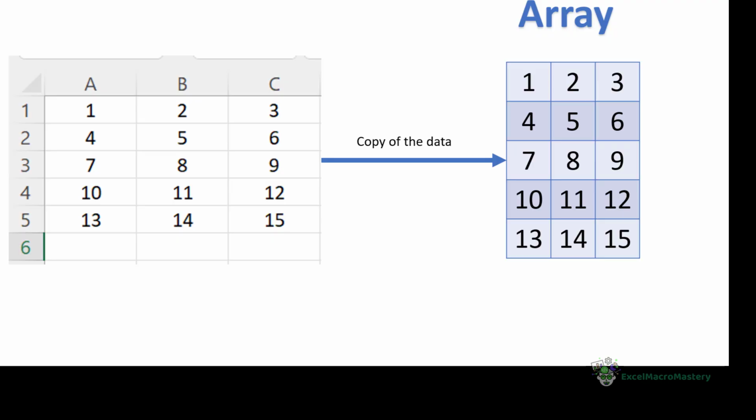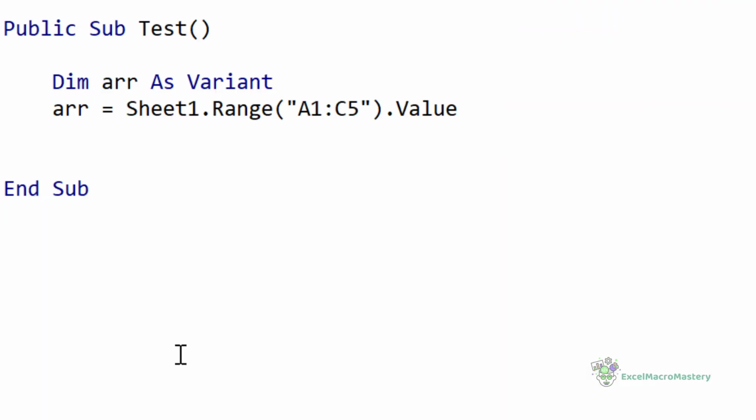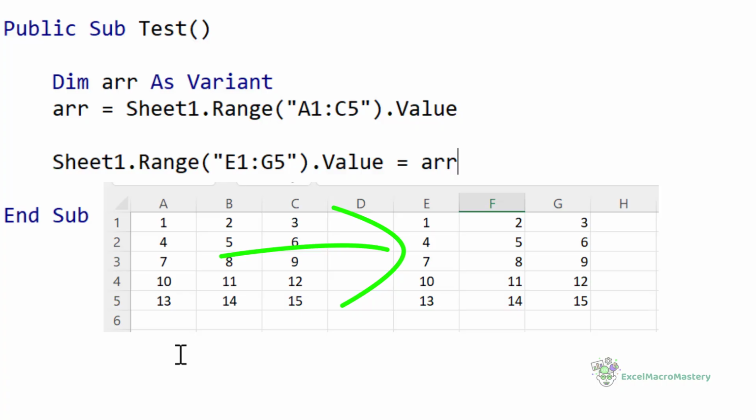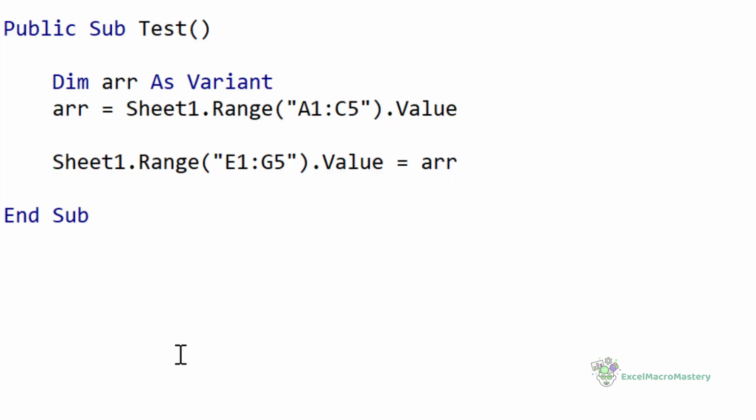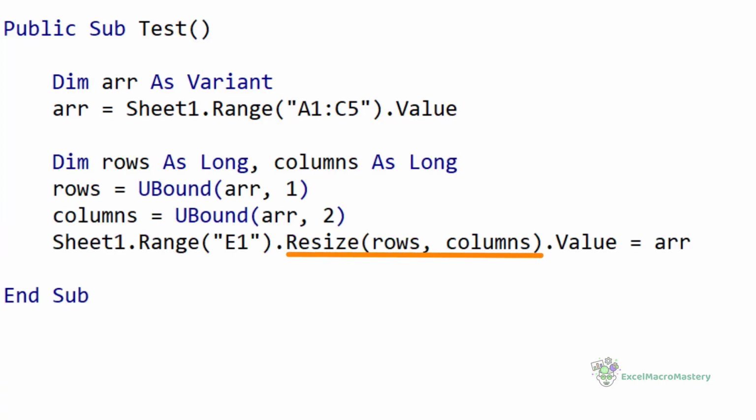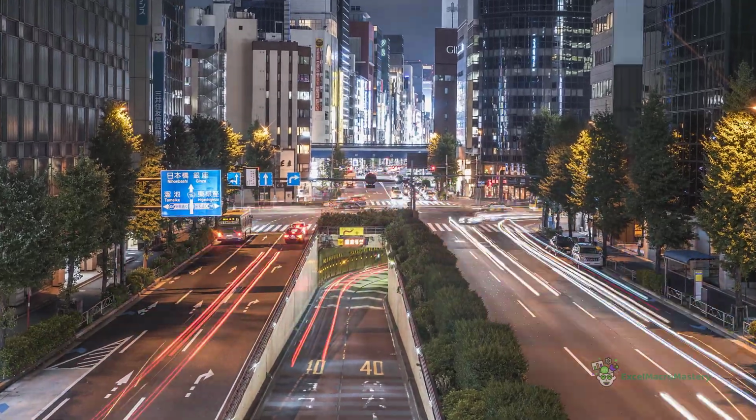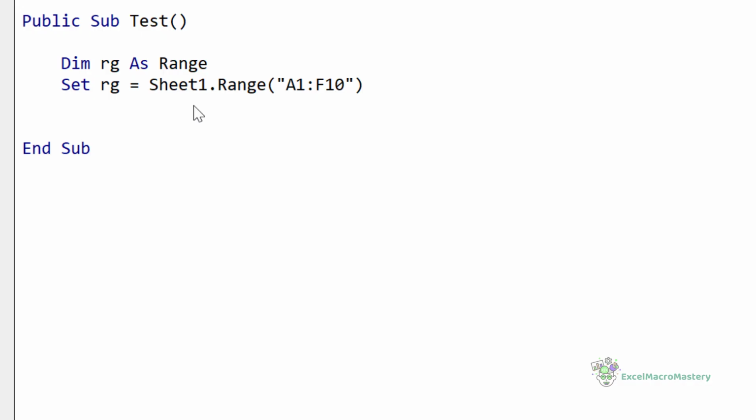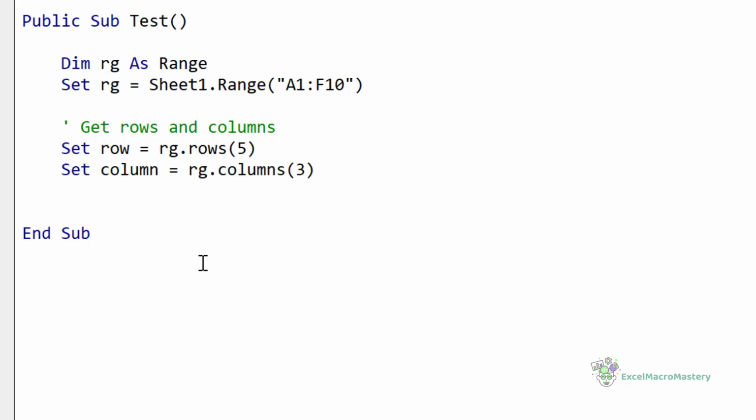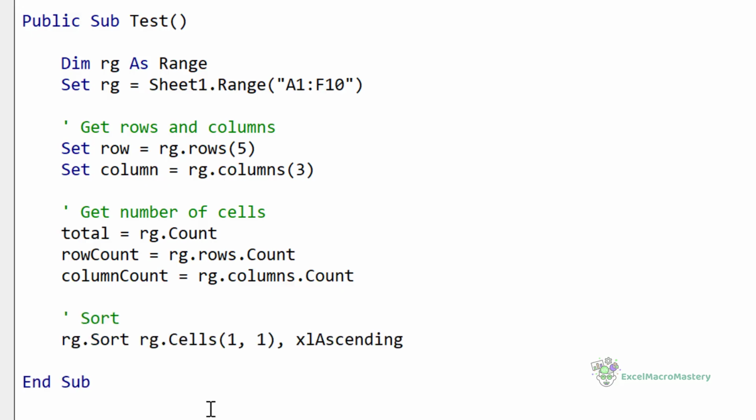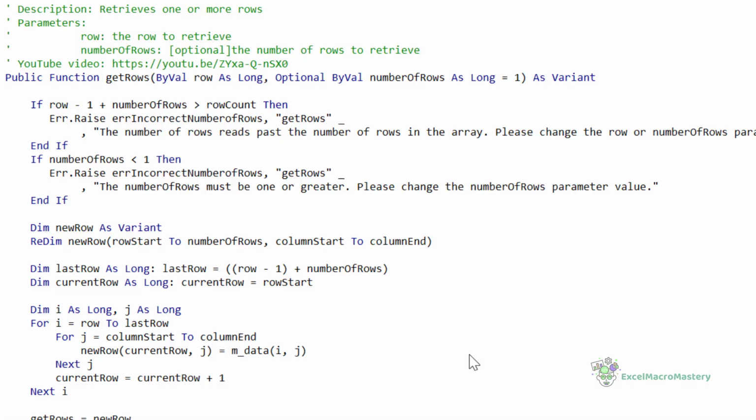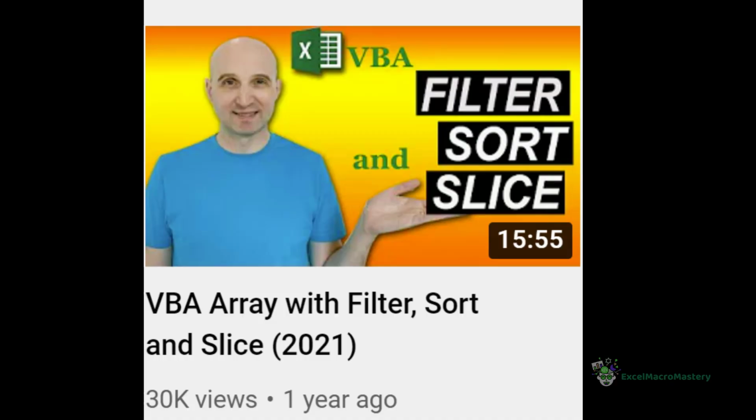To update the spreadsheet data, we can write it back using a single line of code. In a real-world application, you would typically resize the range as you write the data back like this. While two-dimensional arrays are significantly faster than ranges, they have almost zero functionality. For example, an array cannot extract rows or columns, get the size, sort the elements, and so on. To do this, you need to write your own functions. Alternatively, you can use the 2D array class I created in this previous video.